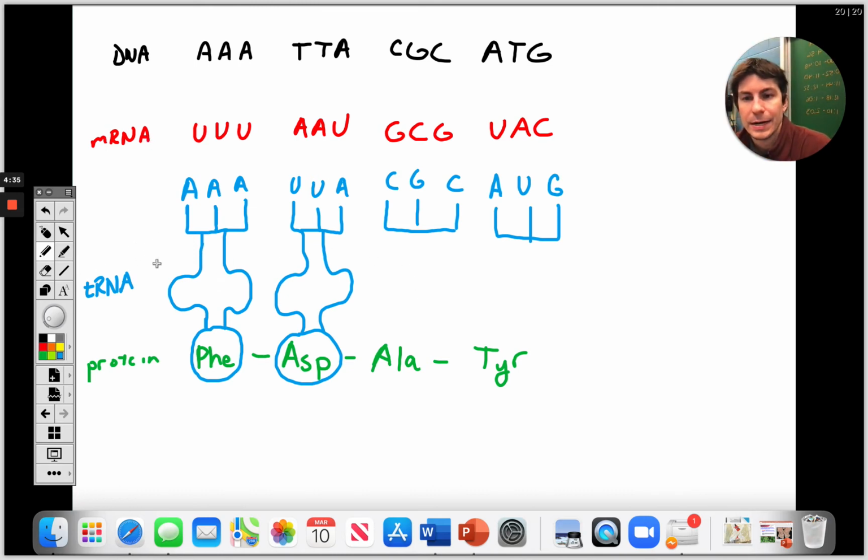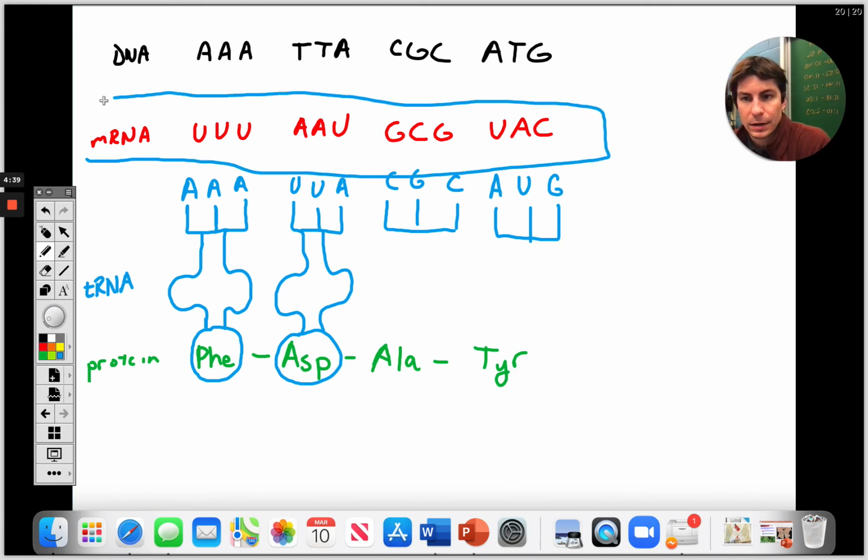So we can use the mRNA to get the tRNA, but we always use the mRNA right here to put into those codon charts and get our protein out of it. All right, so that's your first example.